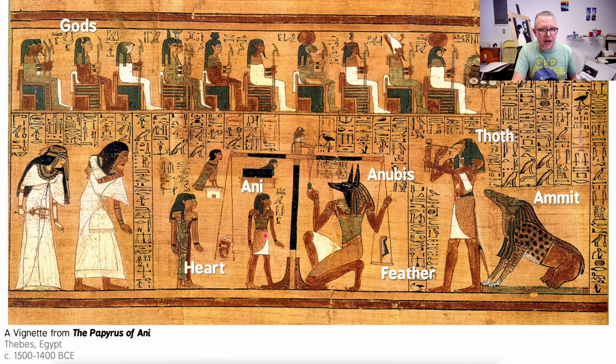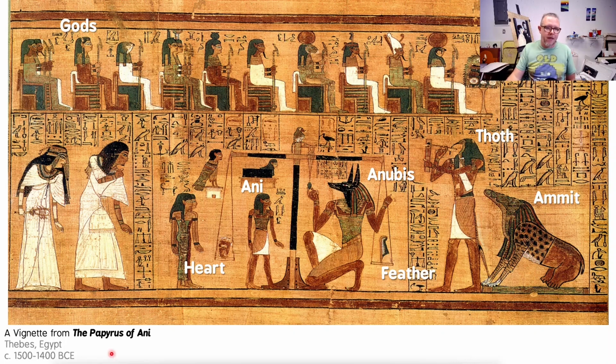So you have Anubis here. And Anubis's job is to watch these scales. He's the one who's responsible for placing the heart and the feather on the scales and to watch to see which one is heavier and report those findings to Thoth there.